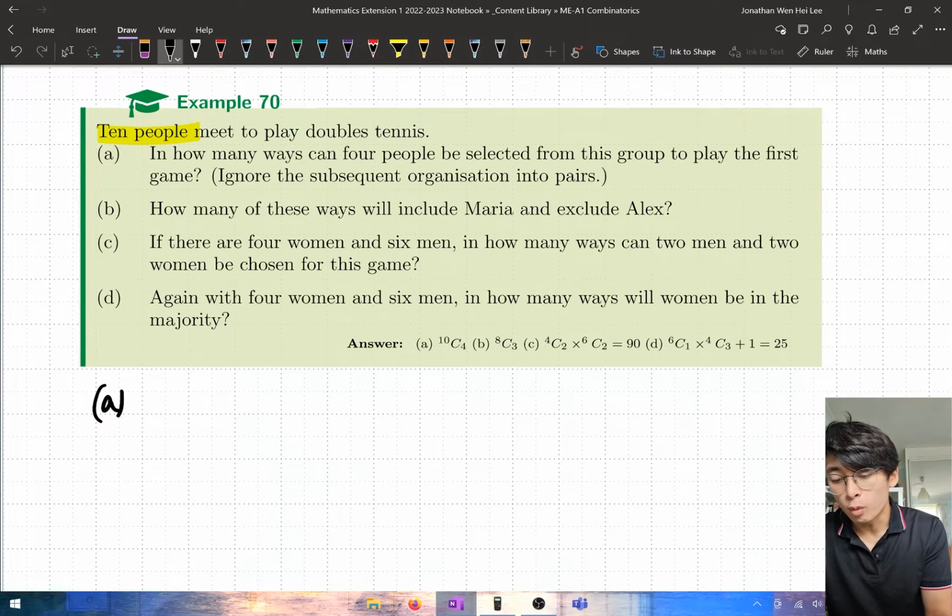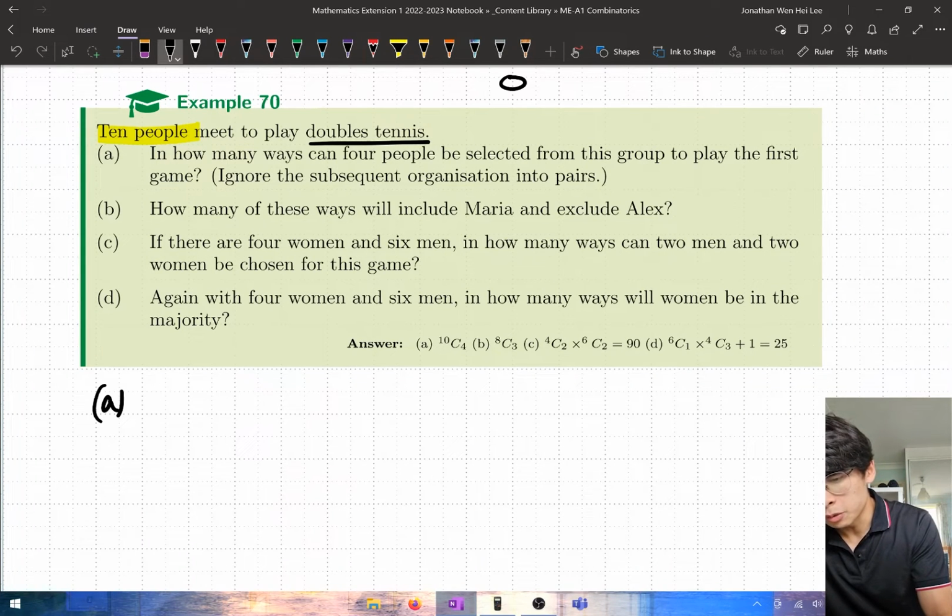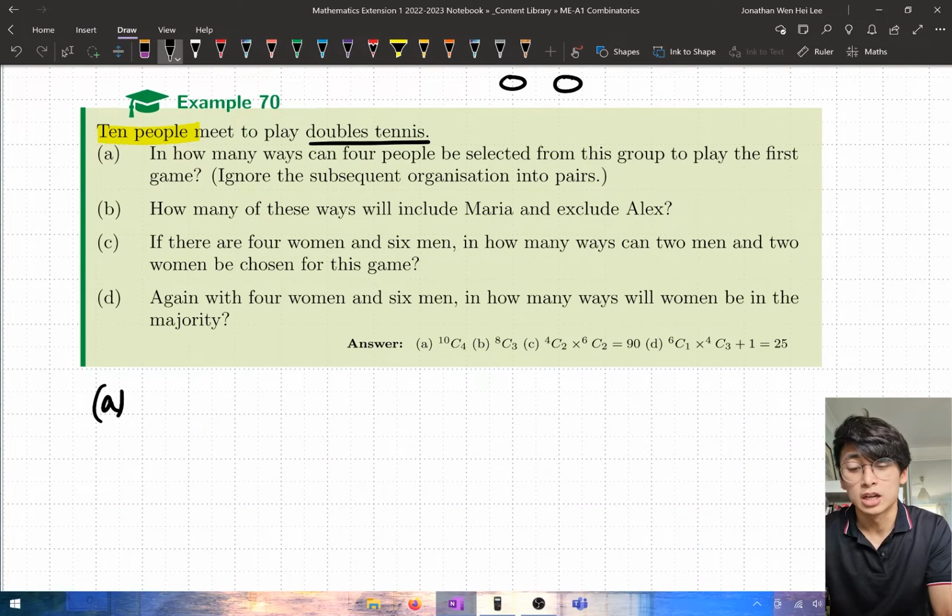In how many ways can 4 people be selected from this group to play the first game? Ignore the subsequent organization to pair. If you remember, doubles tennis, you've got doubles, like Nick Kyrgios and his mate Kokkinakis.